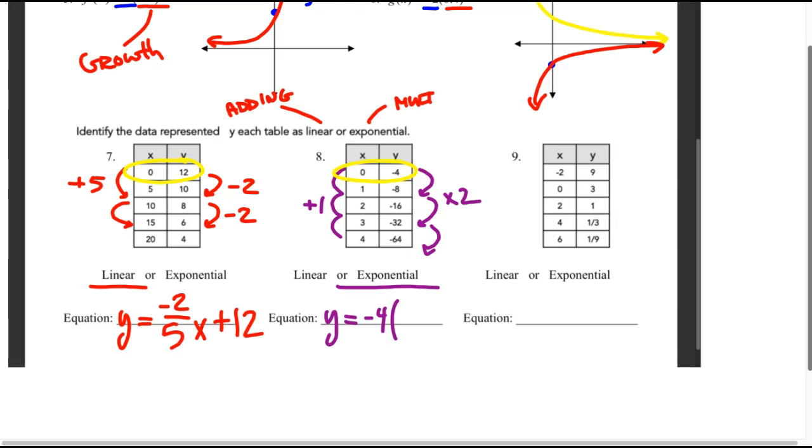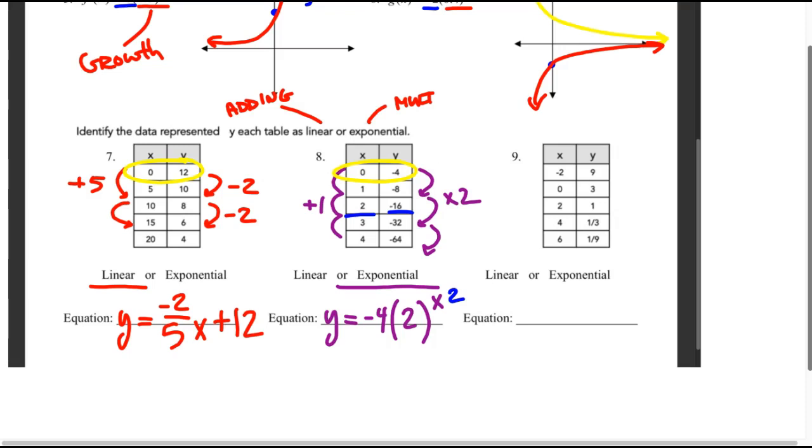And then my growth factor is going to be 2 to the x. You could check that by putting in a few values and see if you get the right result. So if I check it and I put, let's say, 2 in there for x, 2 squared is 4, 4 times negative 4 is negative 16. Good, I feel good about it, I checked my work.